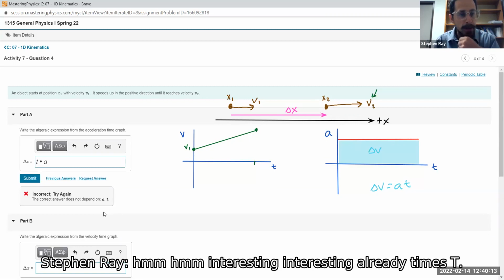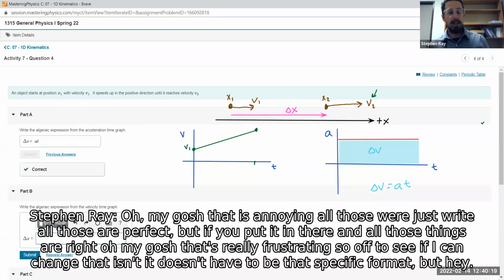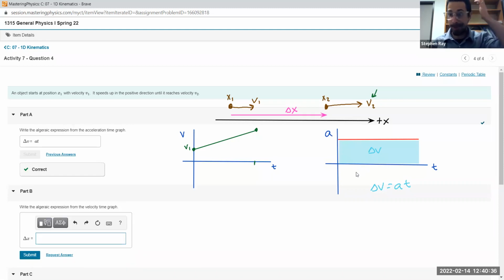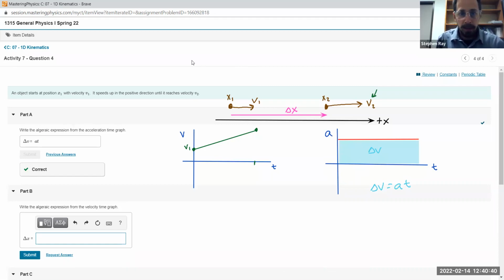Interesting. How do I do a times t? Oh my gosh, that is annoying. All those were just right, all those are perfect. But if you're putting it in there and all those things are right, that's really frustrating. So I'll have to see if I can change that, as in it doesn't have to be that specific format. But hey, there we go. All right, it's in there.